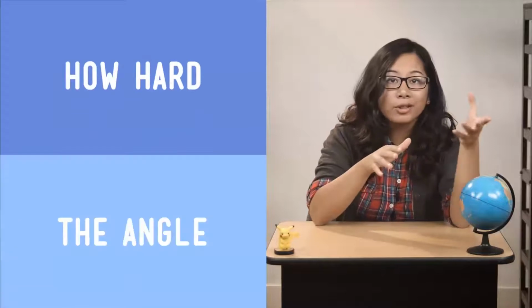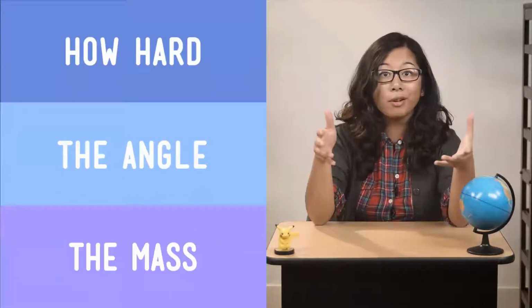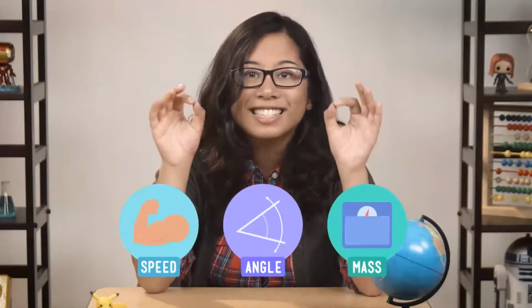Now, what are some of the variables we could change? Well, we can change how hard we throw the ball, and the angle that we throw it, and the mass of the ball itself, just to name a few. So the next step is to isolate one variable to change between trials. So, how do we go about doing that? Let's say we choose the angle at which we throw the ball. To isolate this variable, we have to make sure that all of the other possible variables stay the exact same.